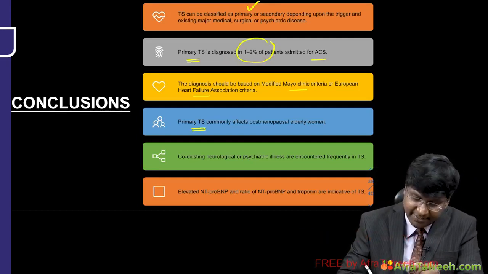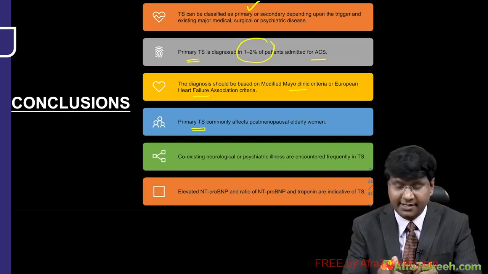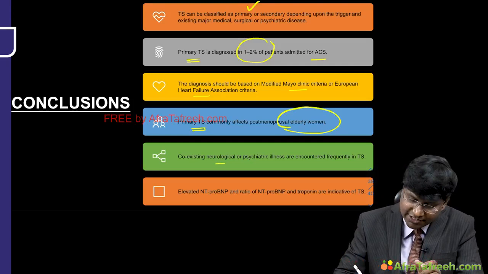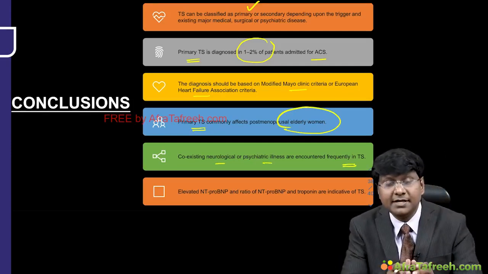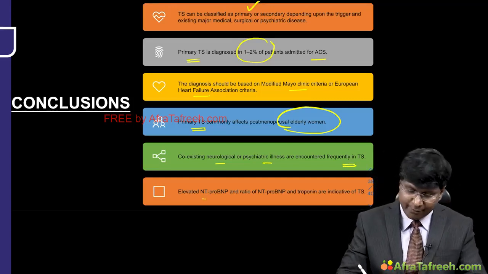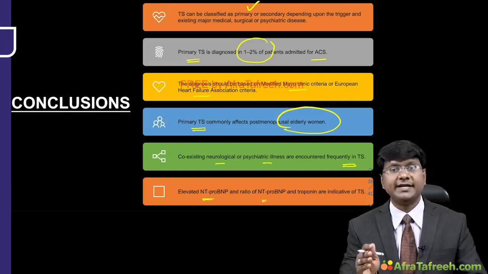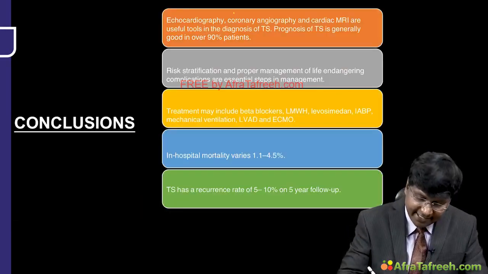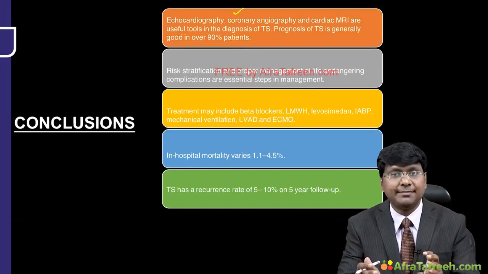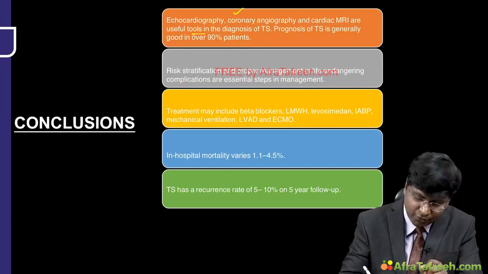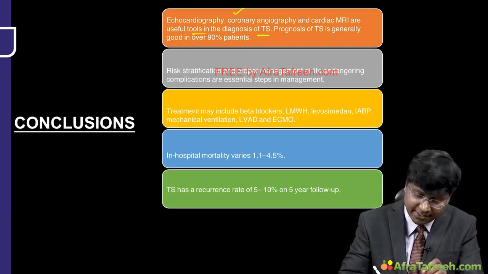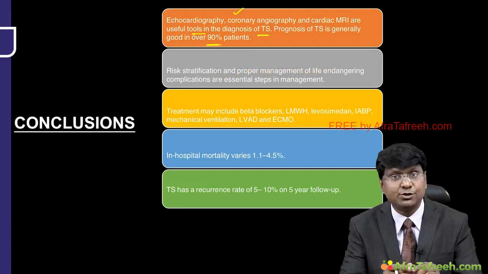This primary Takotsubo cardiomyopathy is most commonly seen in postmenopausal females, and coexisting neurological or psychiatric illness is encountered frequently. Next is the biomarkers. NT-proBNP is much more elevated than troponin in Takotsubo cardiomyopathy. And echocardiography, coronary angiogram, and cardiac MRI are the useful tools in diagnosing Takotsubo cardiomyopathy, and prognosis is good in almost 90% of patients.